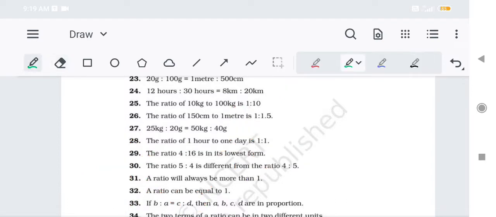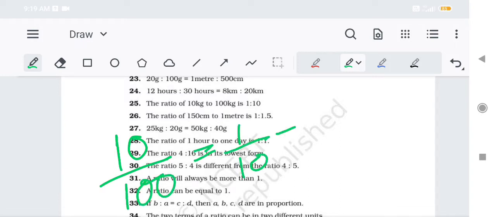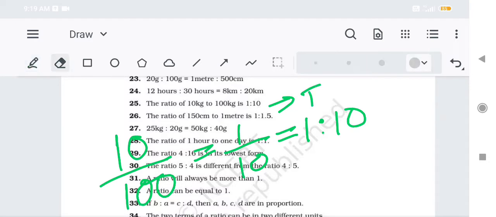Now in the next sum it is written the ratio of 10 kg to 100 kg is 1:10. Now let's write 10 kg to 100 kg. What is coming? 1 by 10. Instead of 1 by 10 we can write 1:10. So this given statement number 25 is also correct, so we are writing it true. Let's come to the next sum.